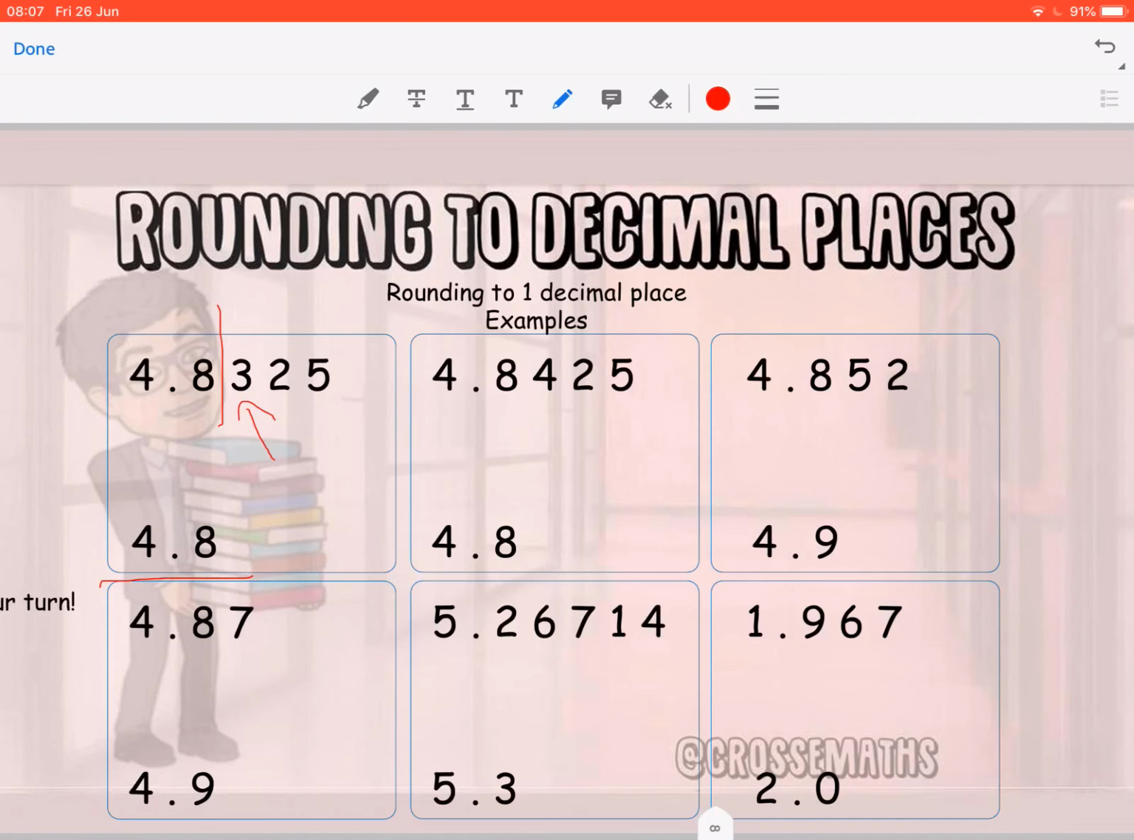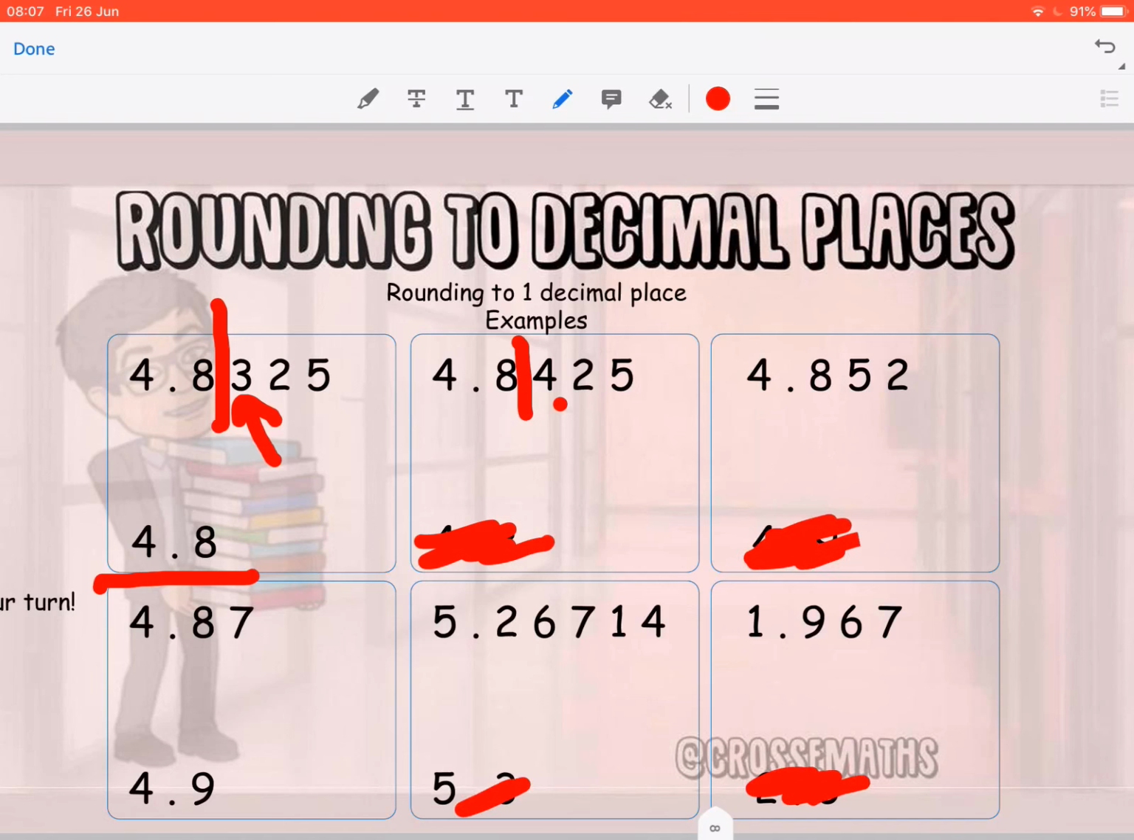Same thing on this one. Count across 1. I'm just going to get rid of all my answers down the bottom. I'm going to rub them out each time, just to stop people cheating.